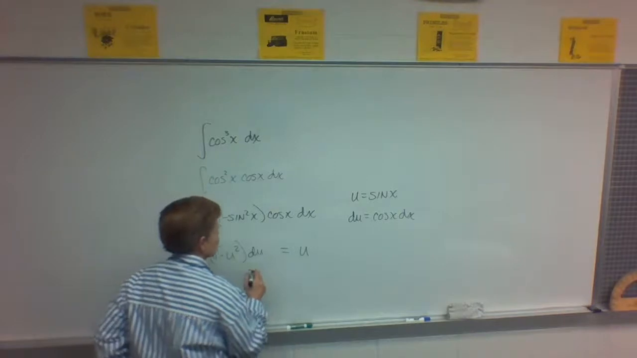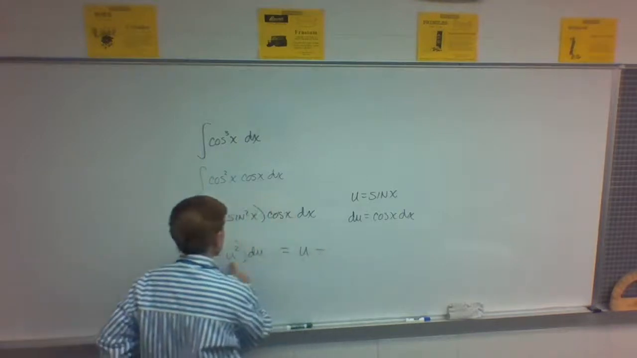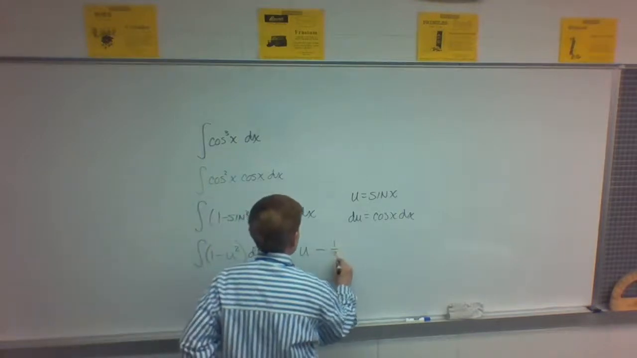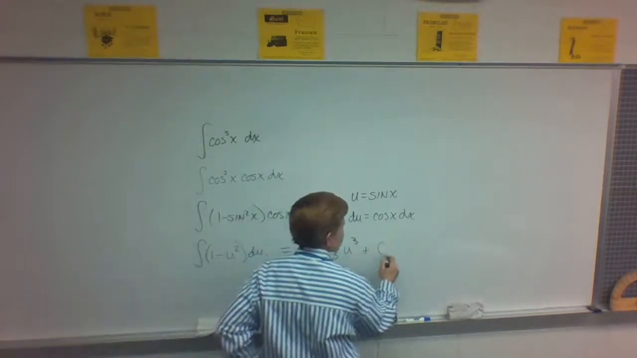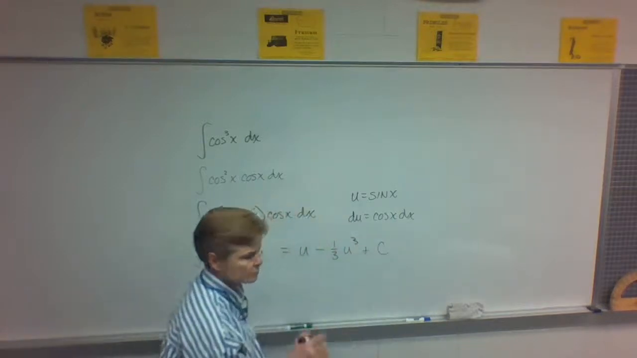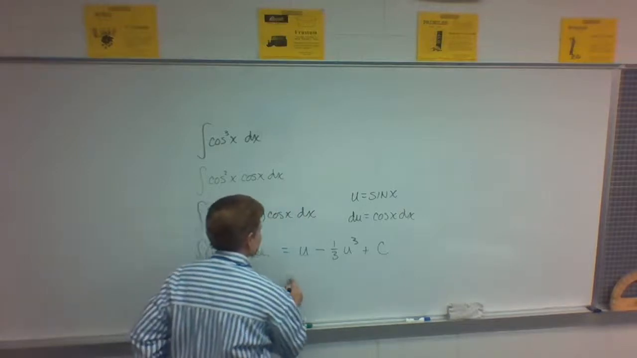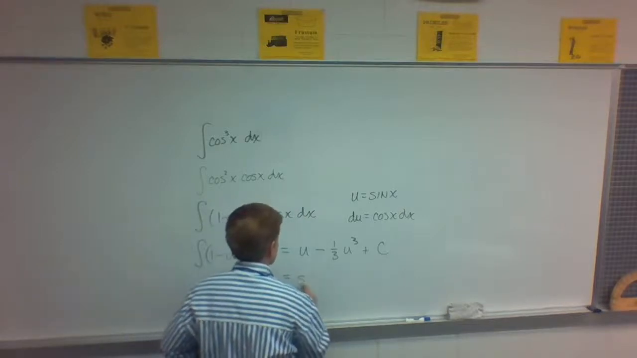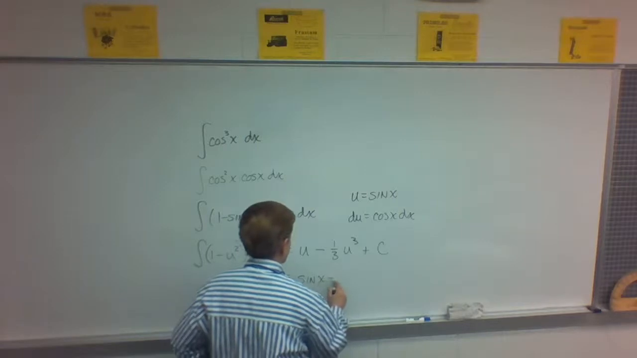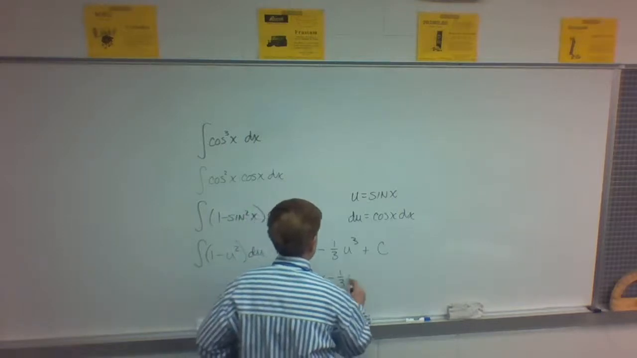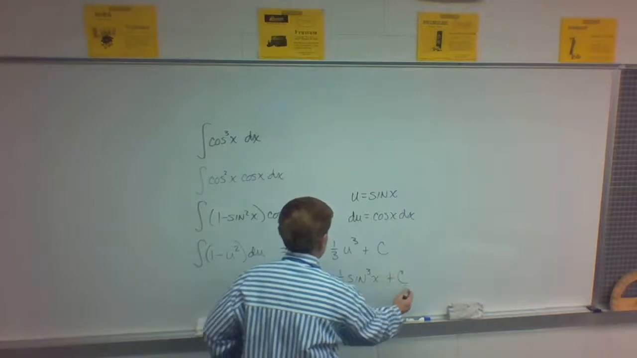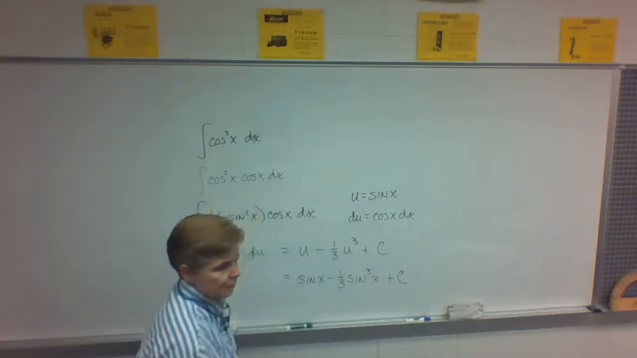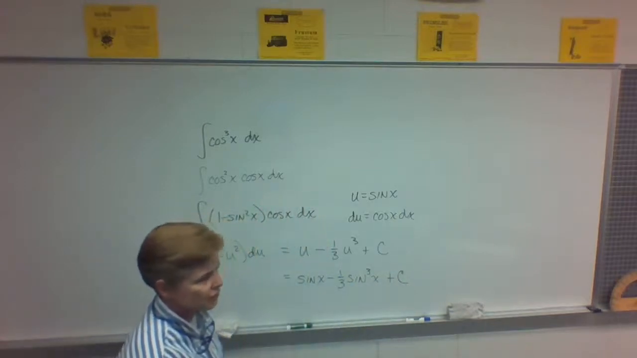Minus, what's this one's integral? 1/3 u cubed, plus all the constants involved with all the integrals we did. Plus constant. That's the antiderivative. And so the answer is sine x minus one third sine x cubed plus constant. There you go. You see what's happening here?